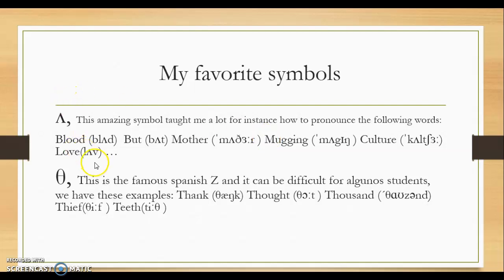Culture and laugh. Okay, this symbol appears in all these words, and this symbol is amazing too. And there are many words with this symbol, and it is one of the most difficult ones. For example, we have here the Spanish Z. That sound, which is easy for Spanish people, is difficult for us. The examples: thank, thought, thousand, thief, teeth. Okay, the symbol appears in every word because this is the TH sound, the number one. Okay, let's continue.